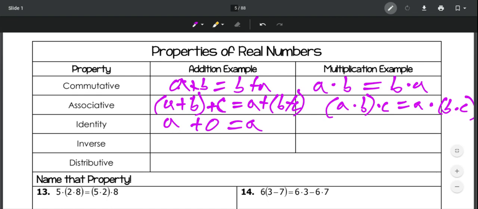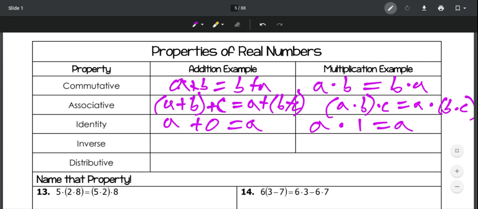And for multiplication, if we have a here, we want to get a back out. What can we multiply that by to get a again? It's just 1. So for the identity, if it says the additive identity, you know you're just adding 0. If you want the multiplication identity, you're just going to multiply by 1.